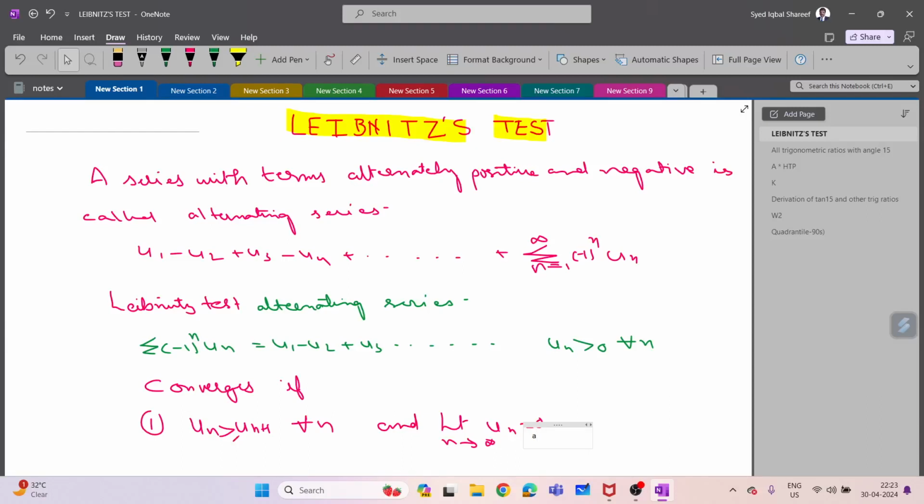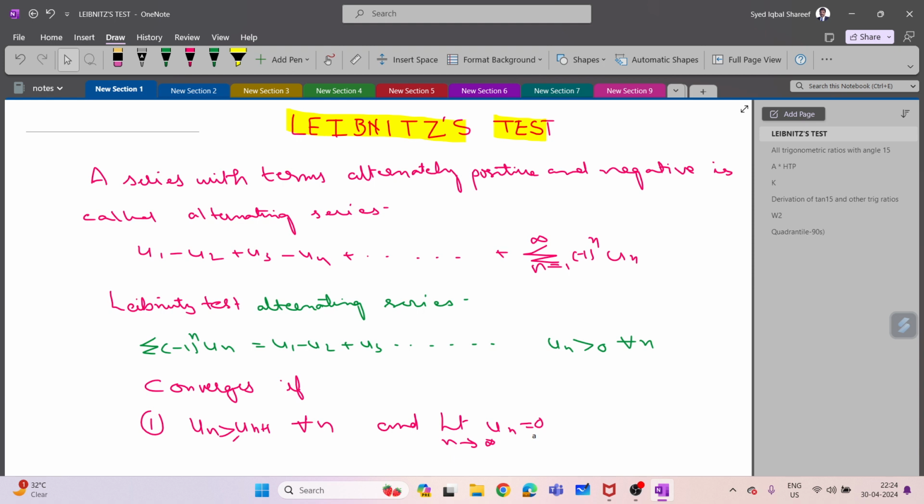Hi everyone. Today we'll discuss Leibniz theorem on alternate series. What is an alternate series? The terms are alternately positive and negative. First term positive, second term negative. Third term positive, fourth term negative. Fifth term positive, sixth term negative. Like that, it goes on and on.